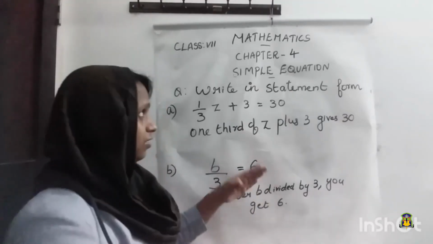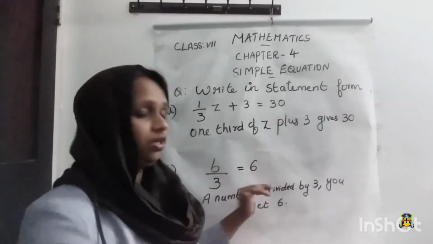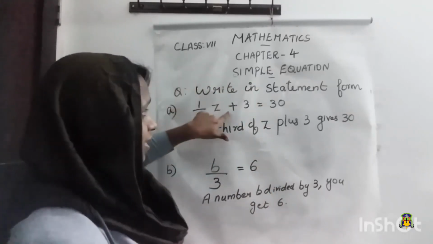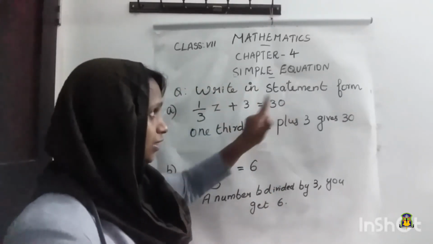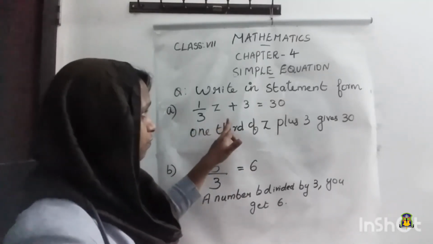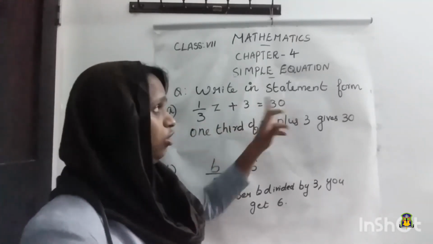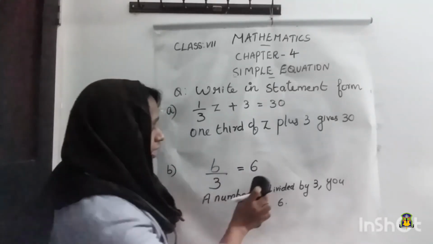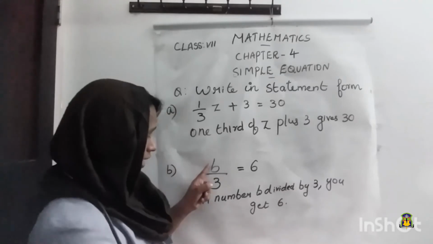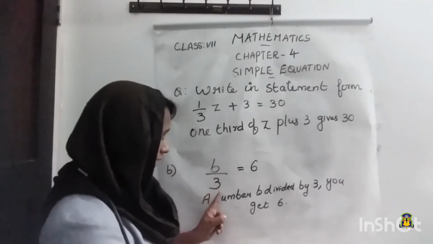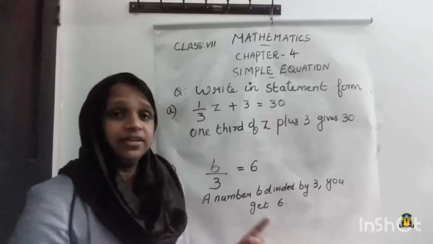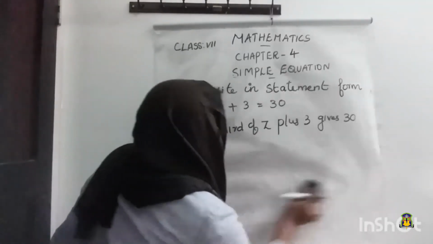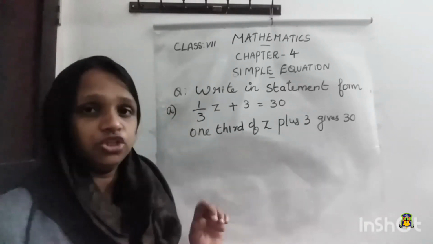Okay, this way we are framing it into statement form. So first one, 1/3 z plus 3 equal to 30, that means 1/3 of z plus 3 equal to 30. Here b divided by 3 equal to 6 means a number b divided by 3 you get 6. Got it? So this way we are changing into statement form.